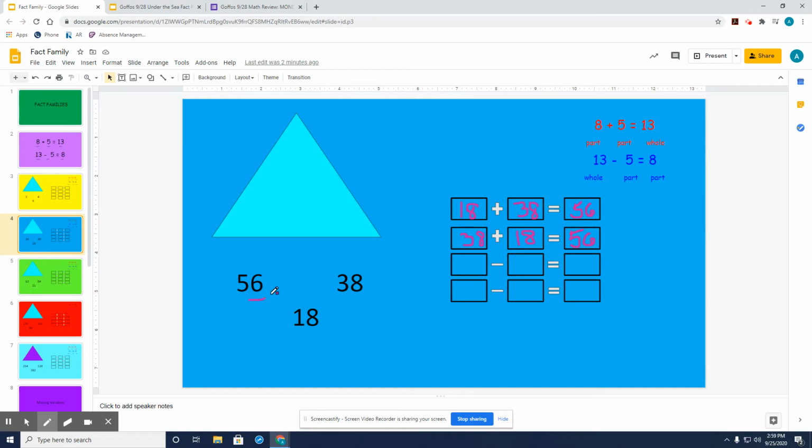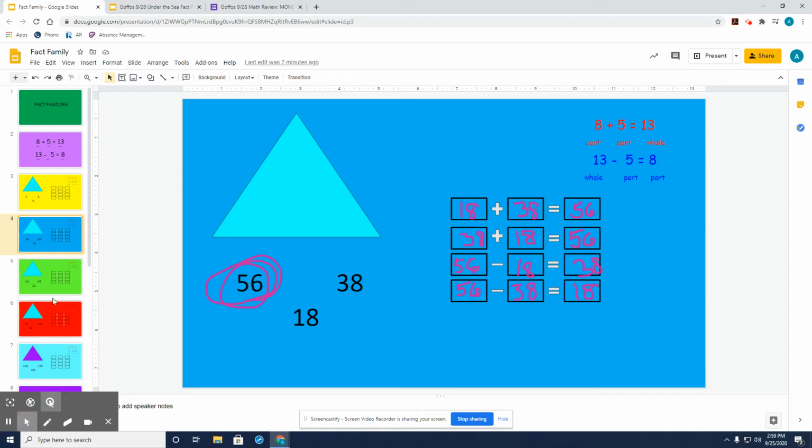And then with my subtraction, you always start with your largest number. So I know my 56 is going to be in both these first boxes. And then I just choose one part. So 56 minus 18 equals 38. And then I can flip my parts. 56 minus 38 equals 18.